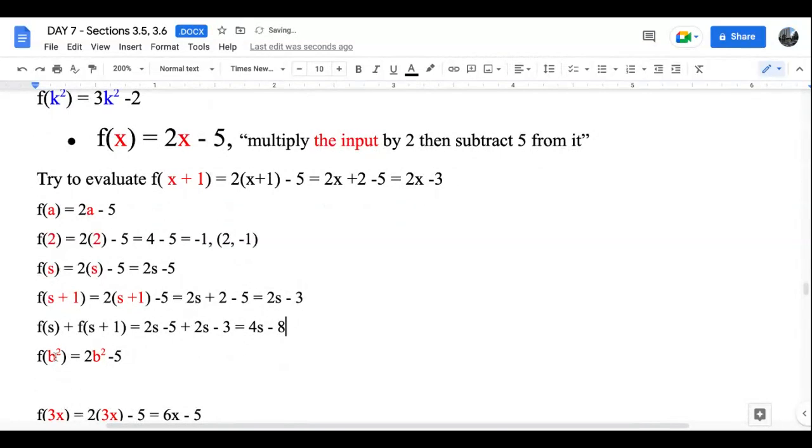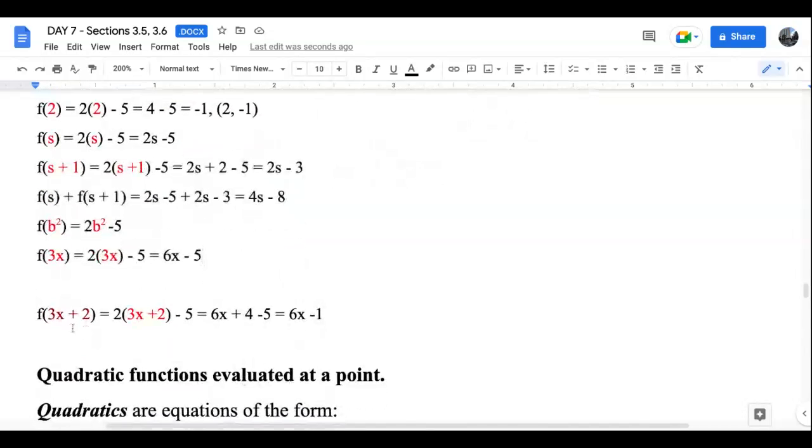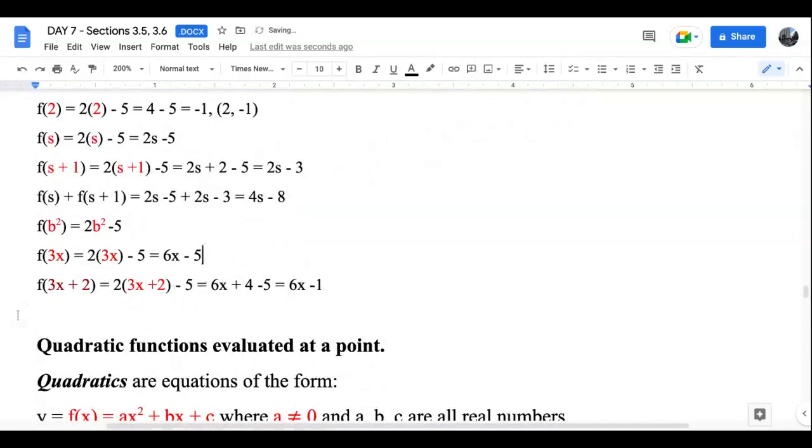We can evaluate f of b squared. For this input, you can put anything you want. That's 2b squared minus 5. You can input 3x: 2 times 3x minus 5, 6x minus 5. For f of 3x plus 2, we'll still do the same pattern. We'll do 2 times the input, subtract 5. Then we simplify.